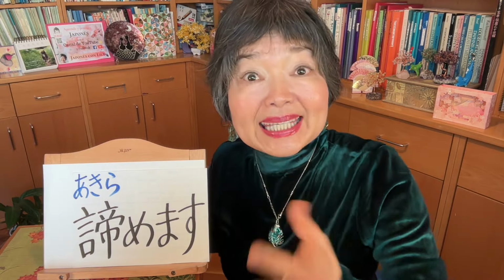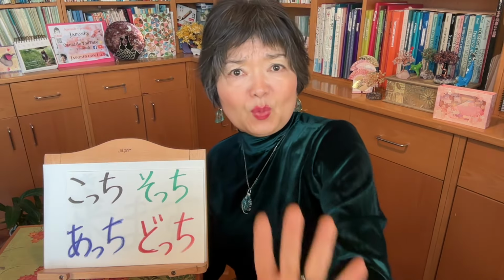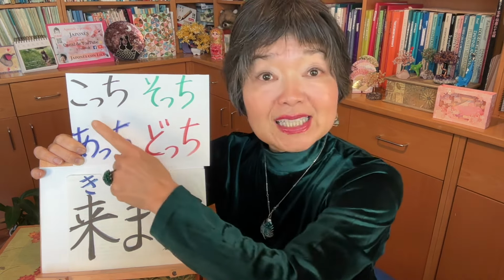Hang in there, keep it up, don't give up. The verb to give up: 諦めます。諦めるな。諦めるなよ。諦めちゃダメ。Don't come near me, stay away: こっちに来るな。こっちに来るなよ。こっちに来ちゃダメ。Here I used こっち. This is the same as ここ、そこ、あそこ、どこ. But こっち is a really casual way.